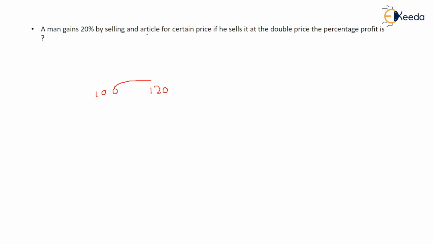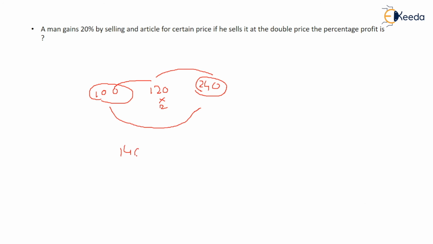If he sells it at double the price, the percentage profit. So double of this. So how much? 240. So how much is he selling it for now? He invested 100 rupees and now he is getting 240 rupees, right? Double means into 2. So 240 he is getting, 100 rupees he invested.